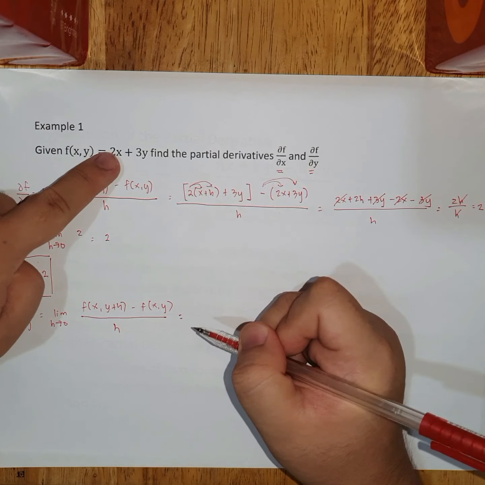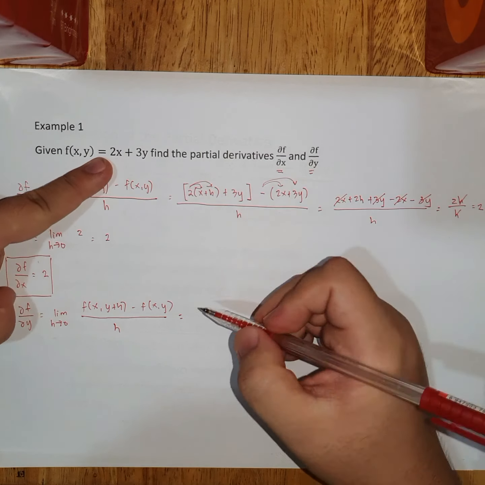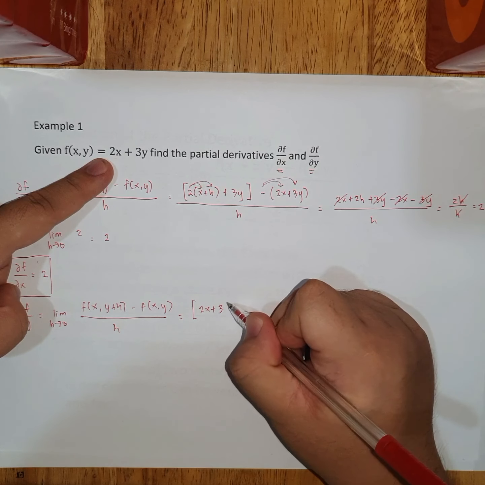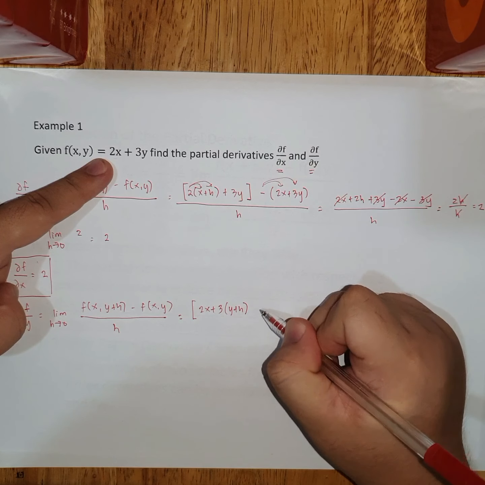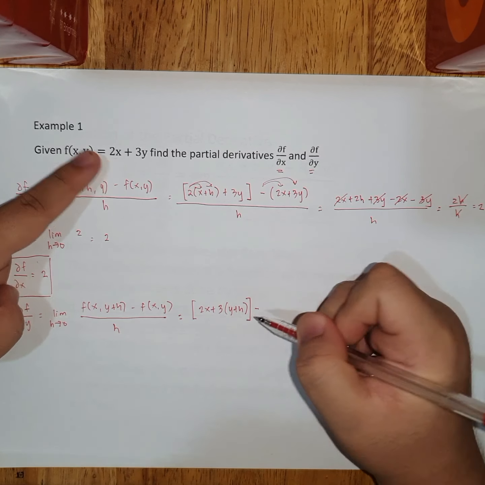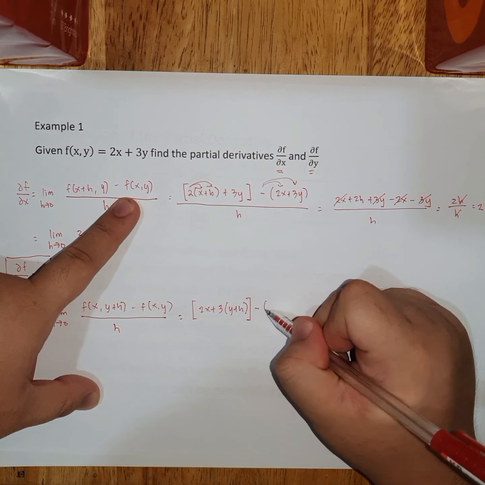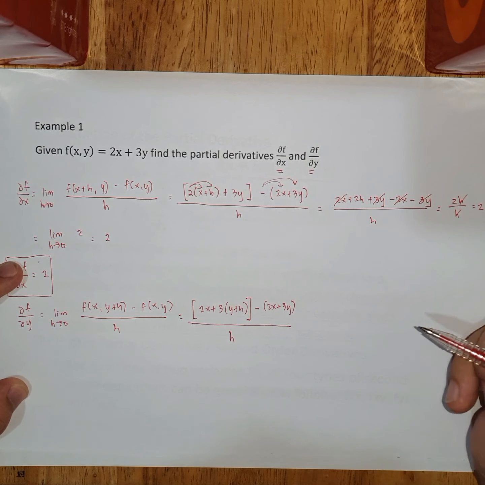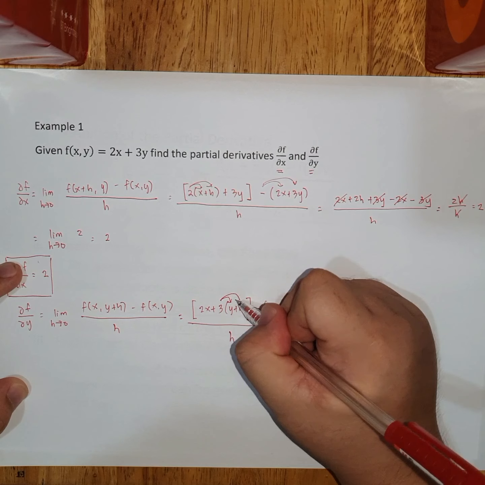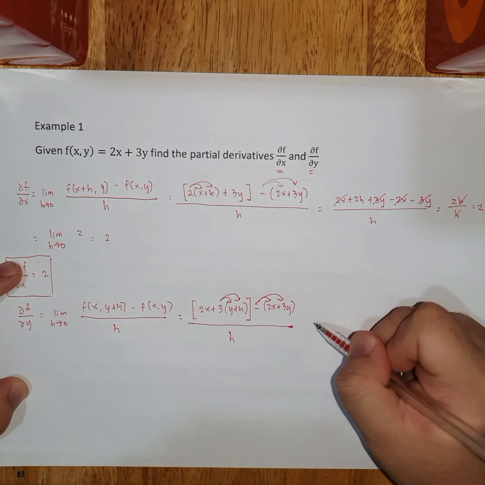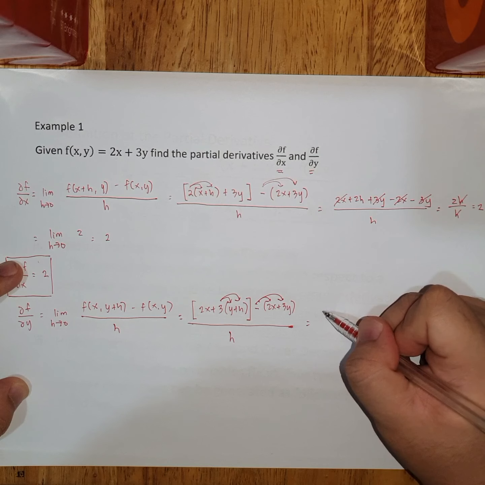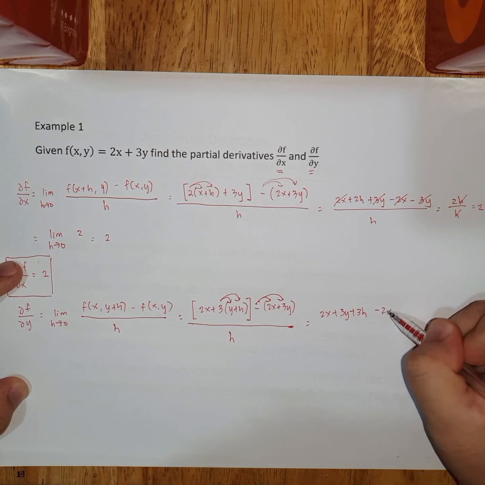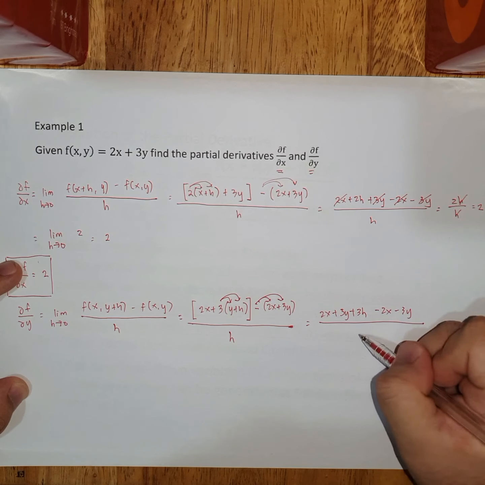And substitute natin sa original na function natin. Sa original function natin, we have 2x plus 3 times y plus h minus yung original function natin, katulad nung dito. So, minus 2x plus 3y all over h. Then, simplify natin by distributing ulit to. Then, yung negative sign, distribute din natin. So, we have 2x plus 3y plus 3h minus 2x minus 3y all over h.